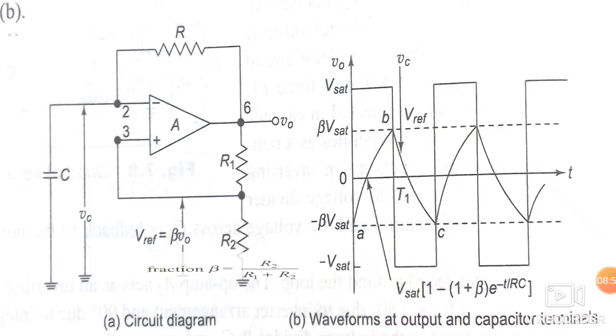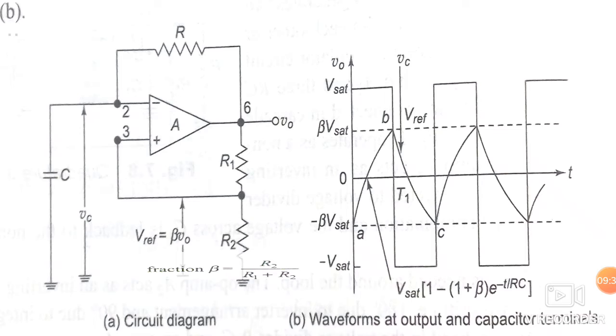So in this case, VID, the potential difference between terminal number 3 and terminal number 2, is now greater than 0. That is, the potential difference across the input of the operational amplifier, between the non-inverting terminal and the inverting terminal, is now greater than 0. So the output of the operational amplifier will directly saturate to plus Vsat. At this transition point of time, the output changes directly to plus Vsat.